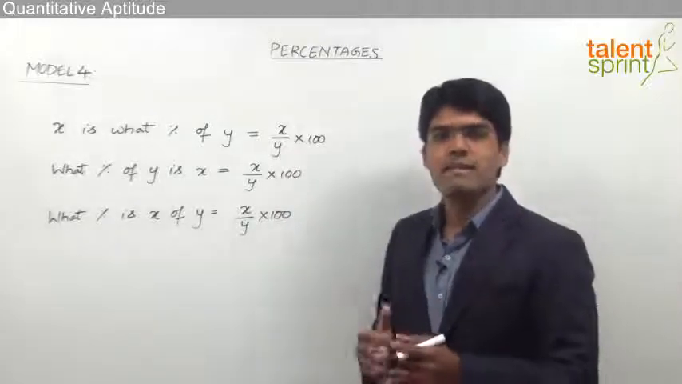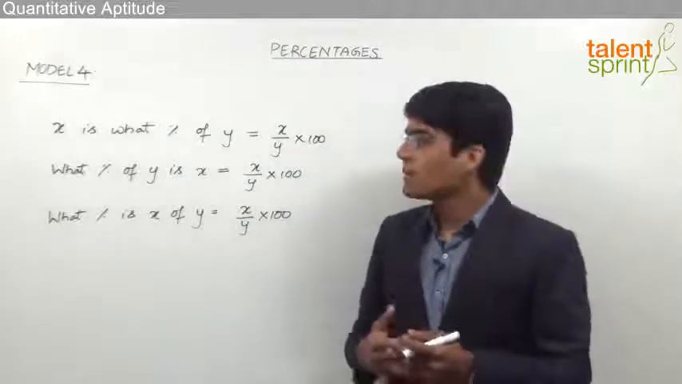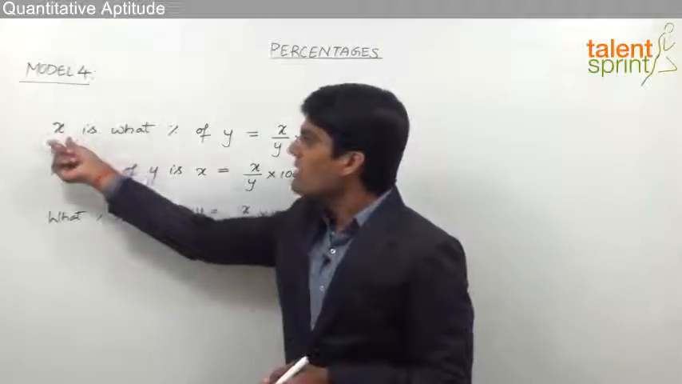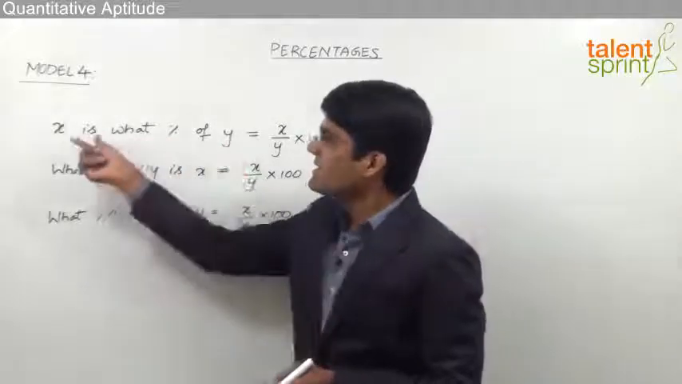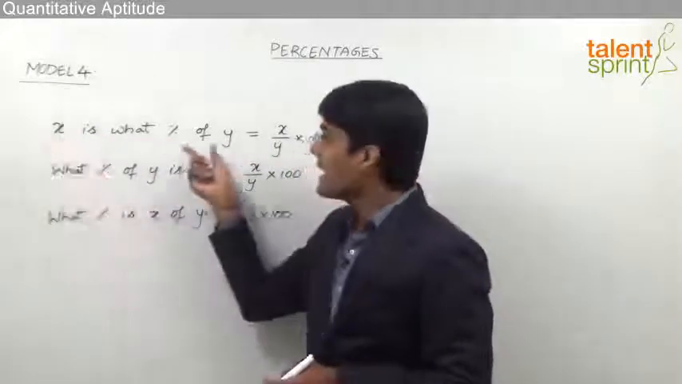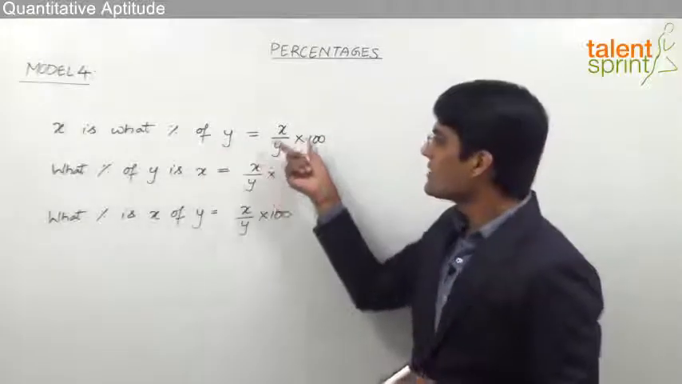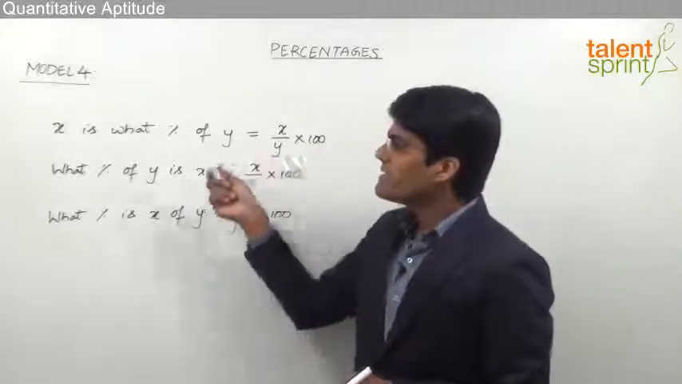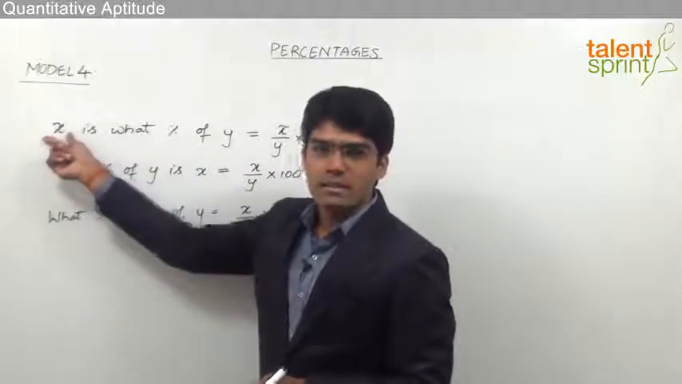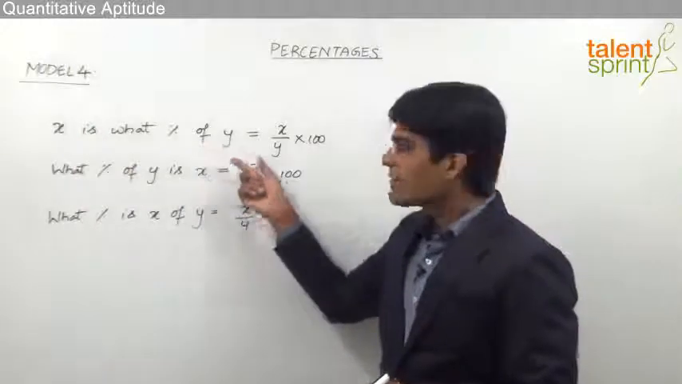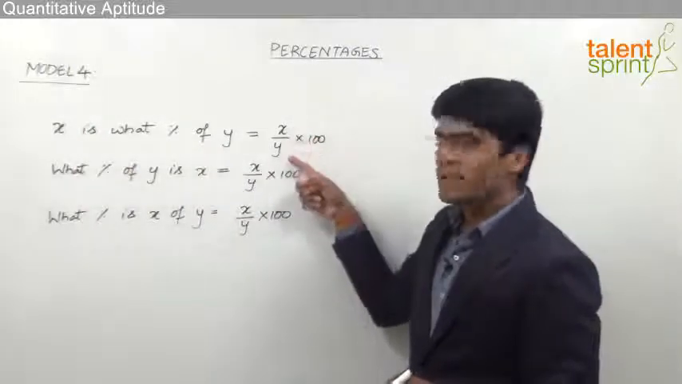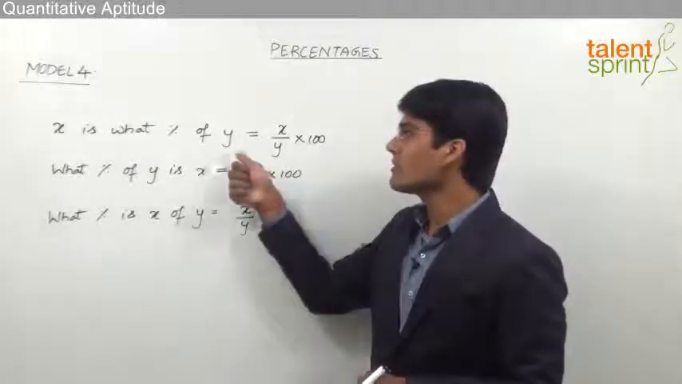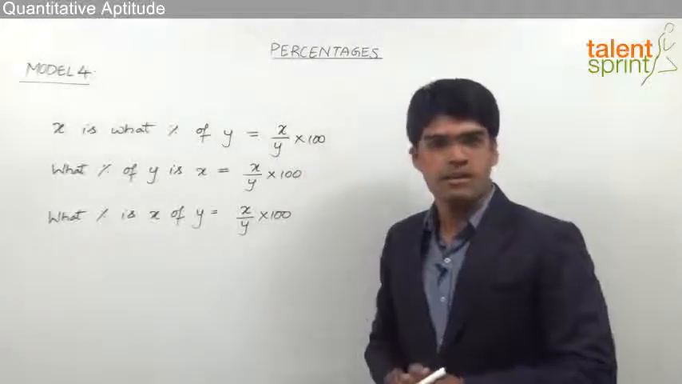For example, let's say we are talking about the strength of a class. So the question is, boys are what percent of the total strength? As you can see here, X is nothing but the number of boys and Y is the total strength. So the answer here should be boys by the total strength into 100. Similarly, if the question says the number of students who have passed is what percent of the total number of students, we can take it as number of students passed by total number of students into 100. So whenever we find a question in this format, that is X is what percent of Y, always take it as X by Y into 100.